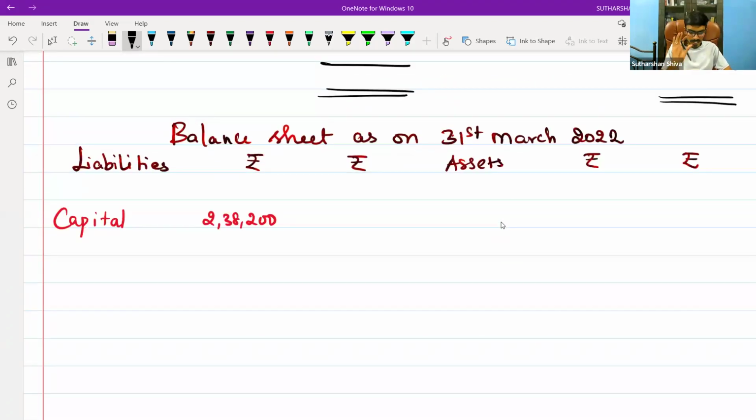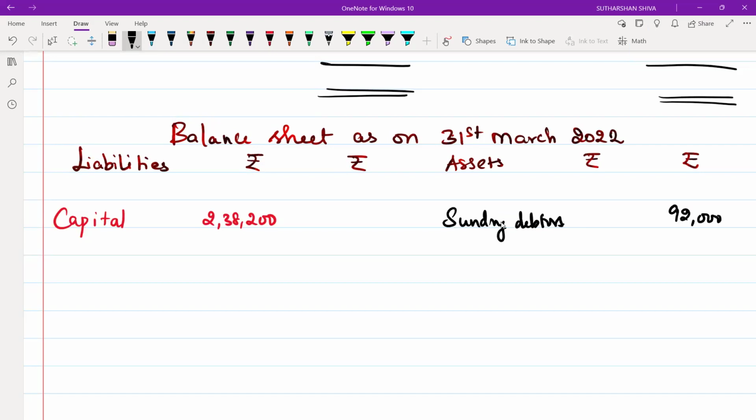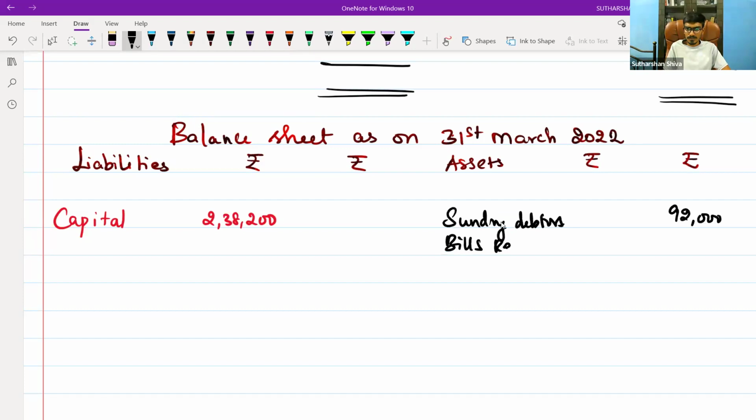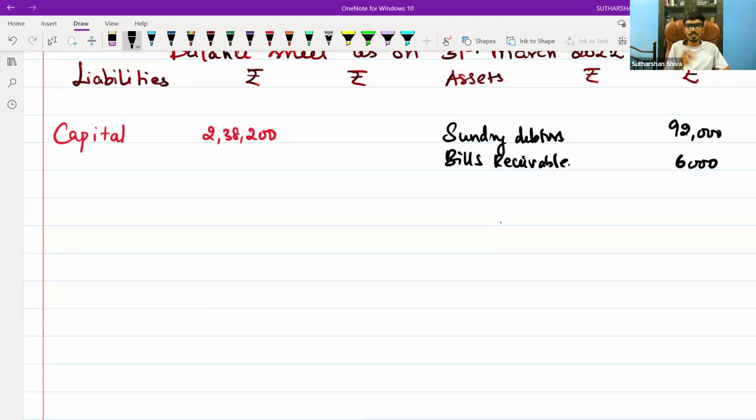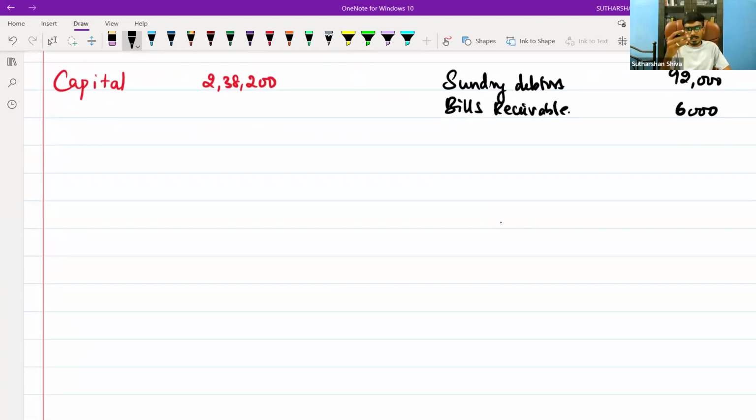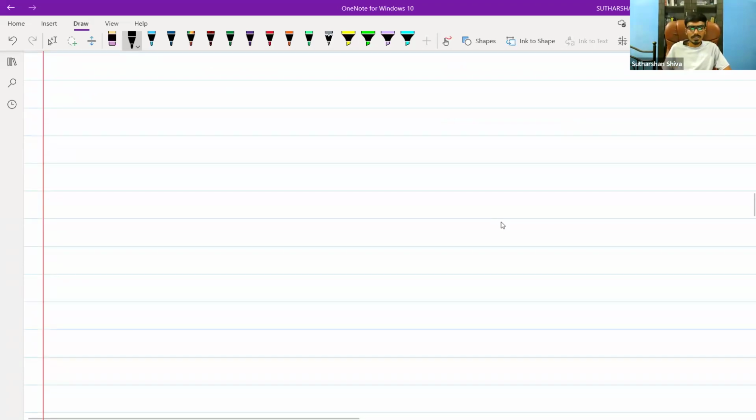Whatever is given on the asset side, write down. That is your closing balance, right? Write down everything. Sundry debtors. What is the sundry debtors value? 92,000. Bills receivable, 6,000. We need to post them in the closing balance as well. Then for capital alone, leave 7 to 10 lines, minimum 7 lines. After 7 to 8 lines, you can start with the posting.